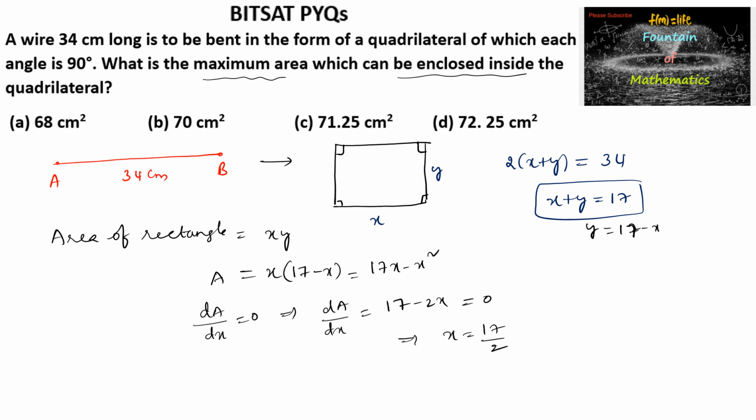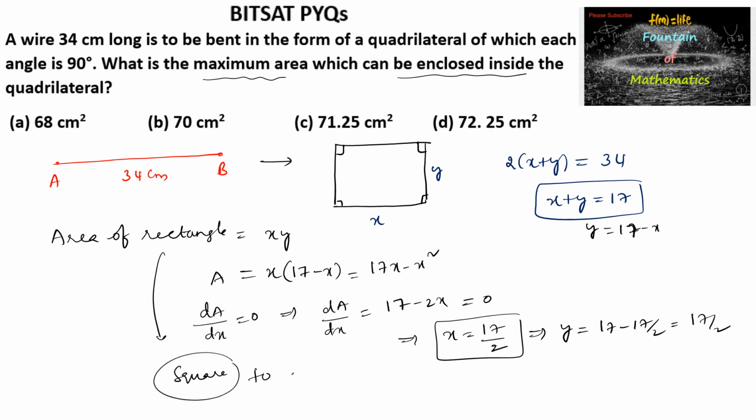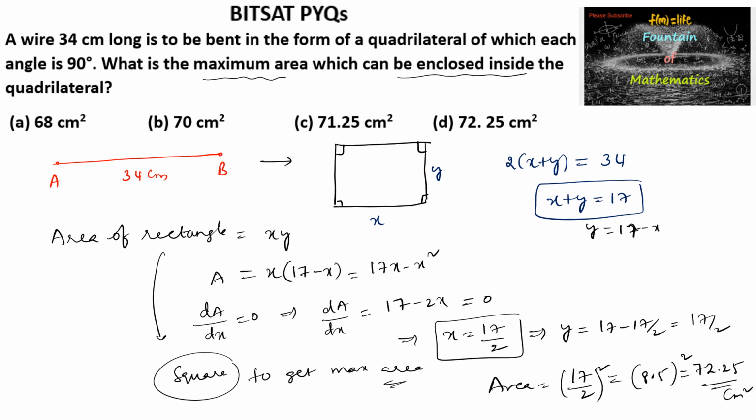to 17 upon 2. So when x is equal to 17 upon 2, y is equal to 17 minus 17 upon 2, which is again 17 upon 2. It's a half of 17. So we can say that the rectangle must be a square to get the maximum area. So area of the square is equal to side square, that is 17 by 2 whole square. So we can say 17 upon 2 is 8.5 whole square. So 8 nines are 72, 72.25 square centimeter. So option D is the answer.